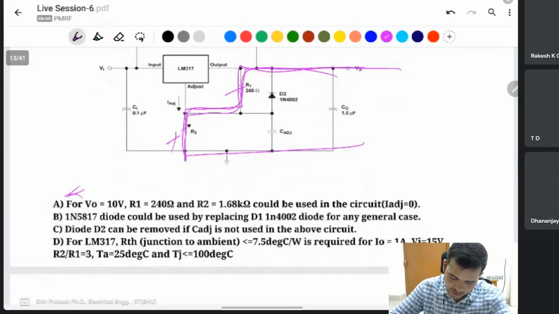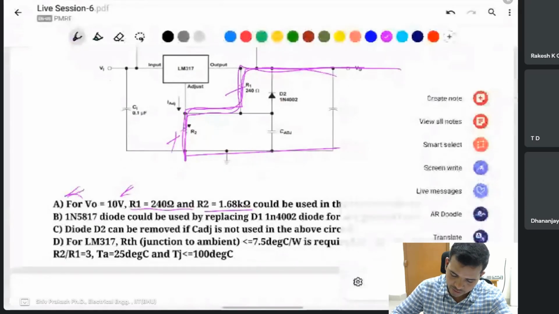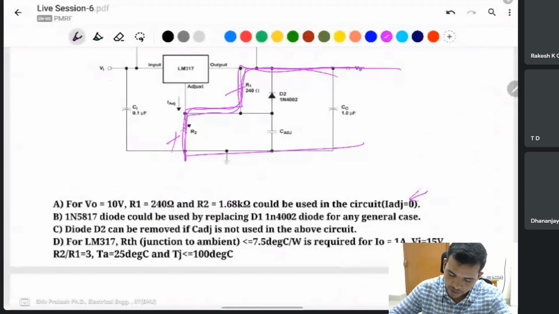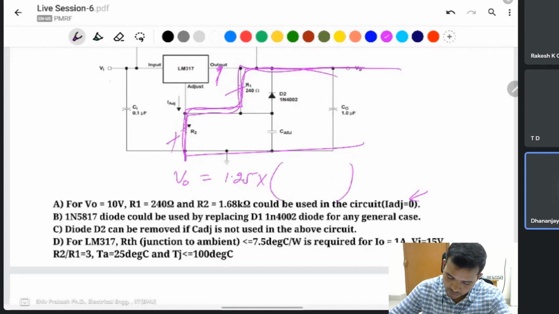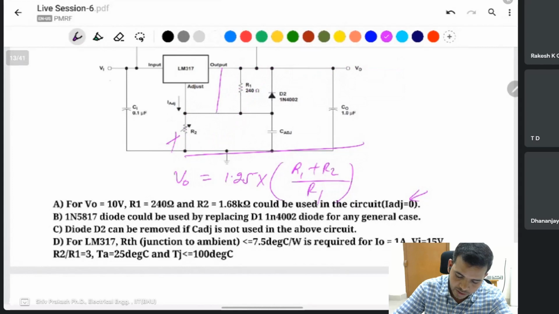In the first option, V output given is 10 volt, and R1, R2 are given to satisfy this. If the adjust pin is not present, the output voltage is like 1.25. This is the output voltage of the IC, a constant voltage, and the feedback resistors make the output voltage as you wish. R1 and R2 both are present at the output like a voltage divider, divided by R1, because the 1.25 volt is here.